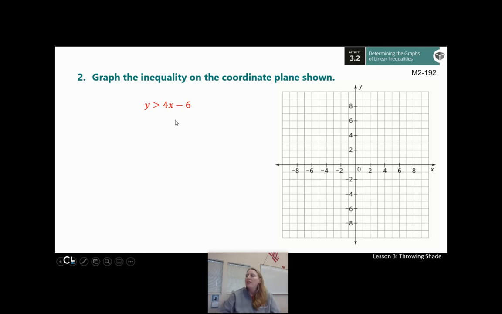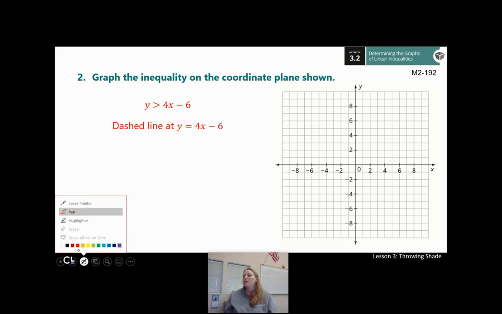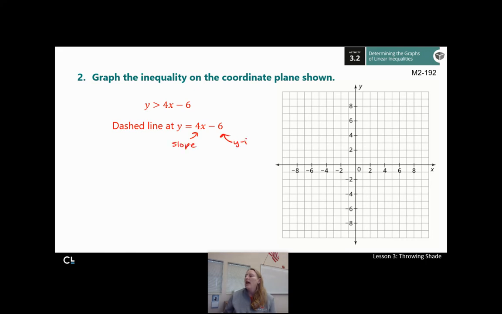All right, so we know it's a dashed line at y equals 4x minus 6. So we know how to make this line. I'm going to grab my other pen. We know that this is our slope, and this is our y-intercept. So this means it should hit my y-axis at -6: 1, 2, 3, 4, 5, 6. There it is. We also know the slope is 4, or 4 over 1, since that is a rise over run thing. So from here, we will go up 4, 1, 2, 3, 4, and we'll go over 1.